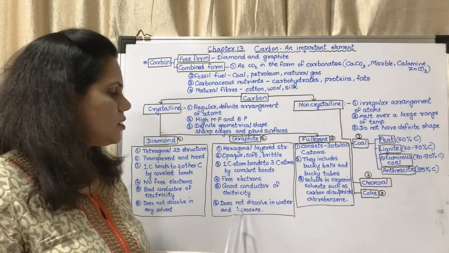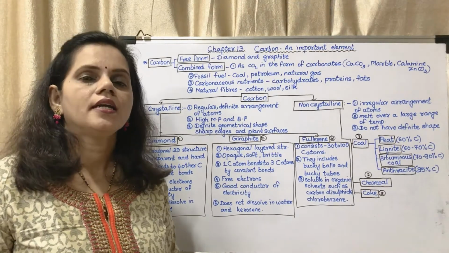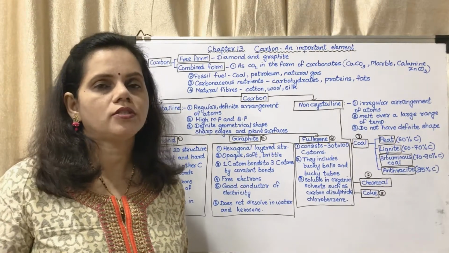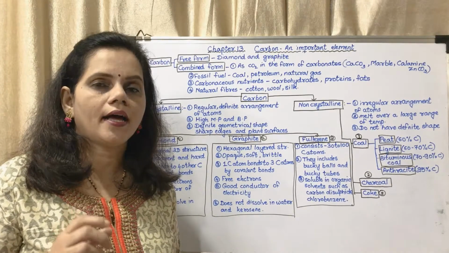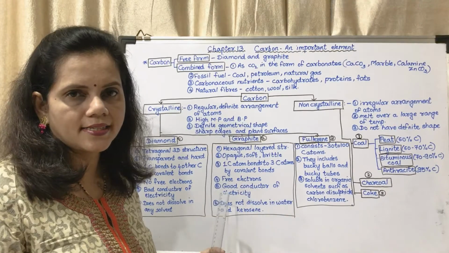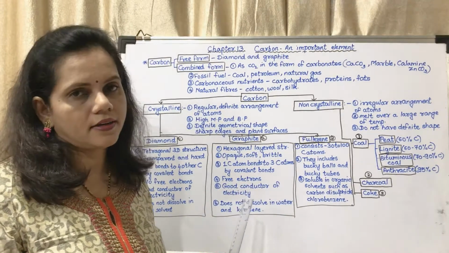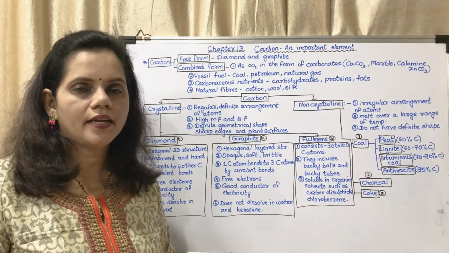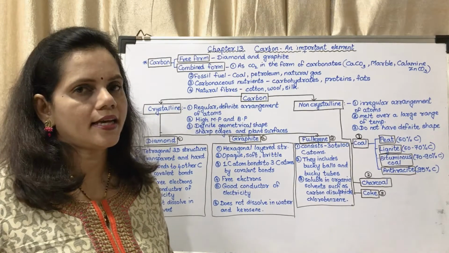Next, it does not dissolve in water and kerosene. Now this is a very important question: distinguish between diamond and graphite. I have written the points. You may write the points as they are. Learn any 4 and write accordingly. Okay, it is a very important question. It is there in the exercise.